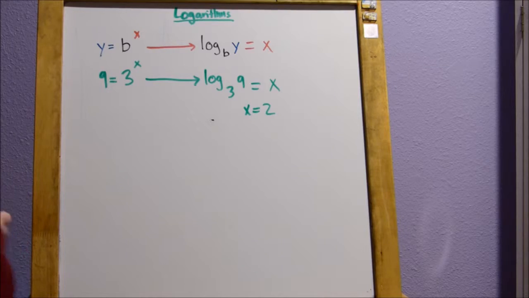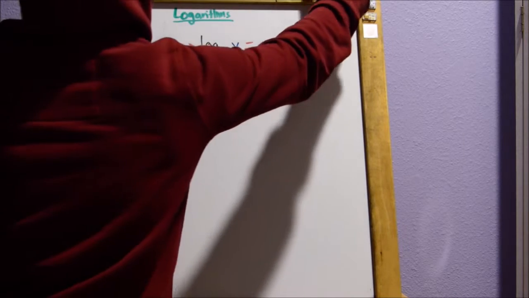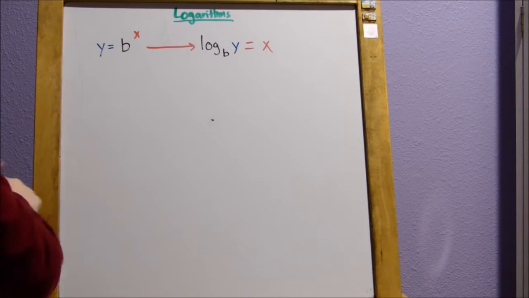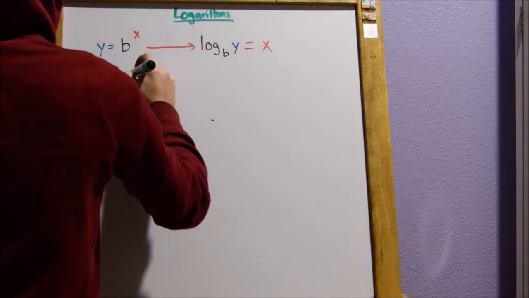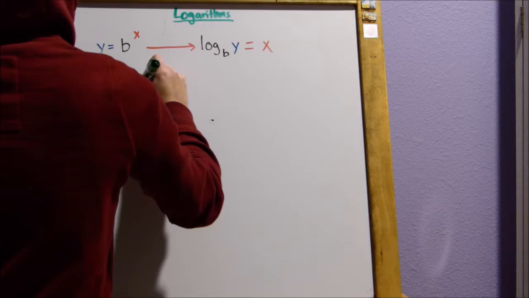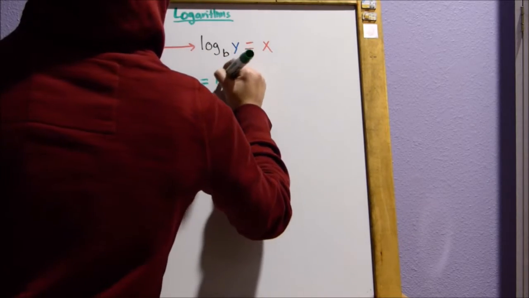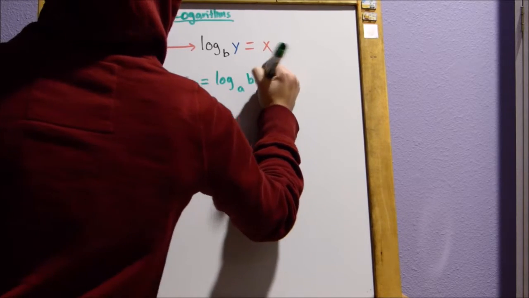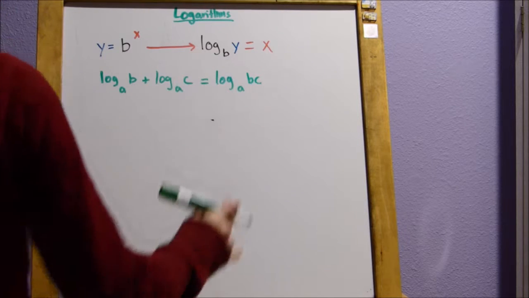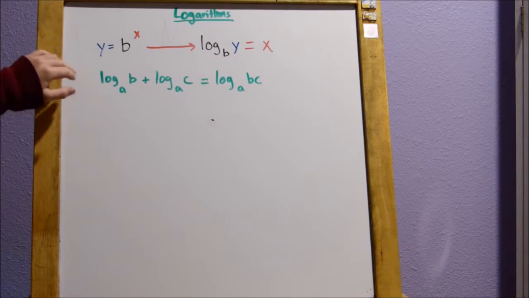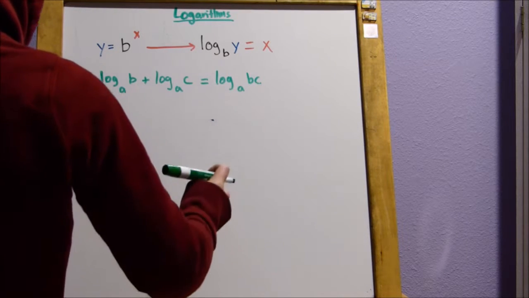So let me introduce some logarithmic properties. We'll start out with a fairly simple one: log base a of b plus log base a of c is the same thing as log base a of bc. That being said, you could just multiply them together into one simple log.